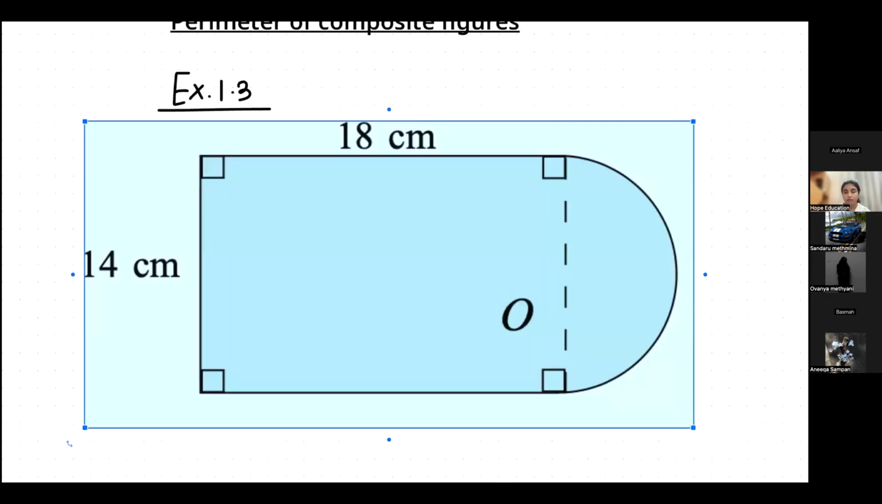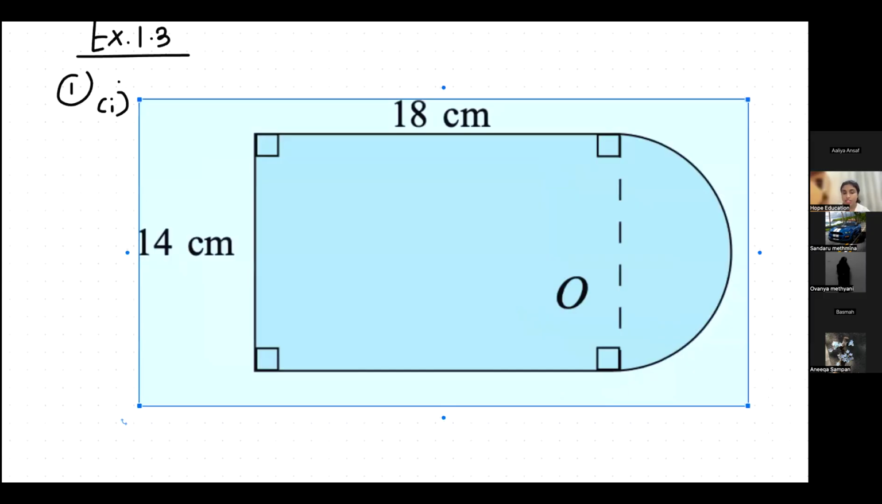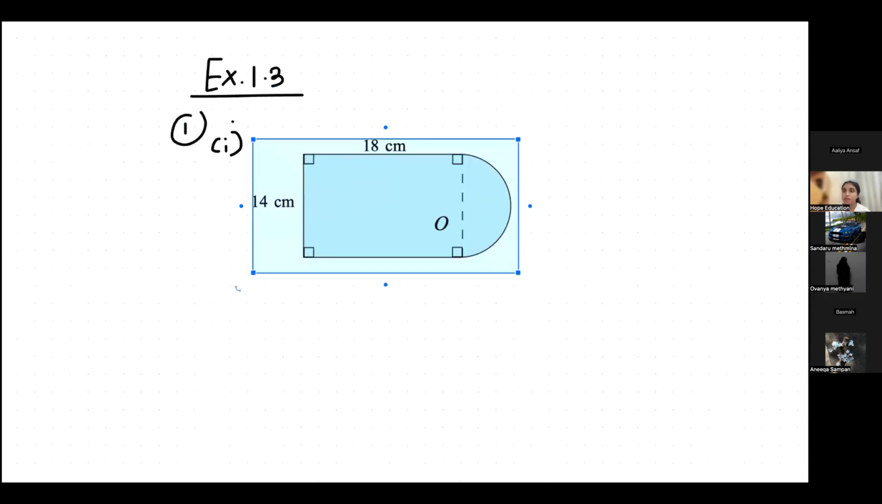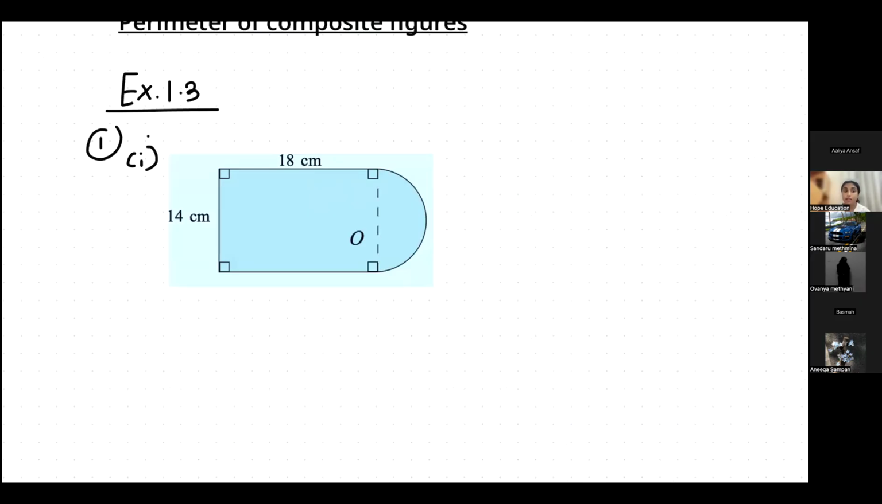Diagram. I know this is in the exercise, but we will discuss it together. Let's discuss it, and then I will give you one to do on your own.